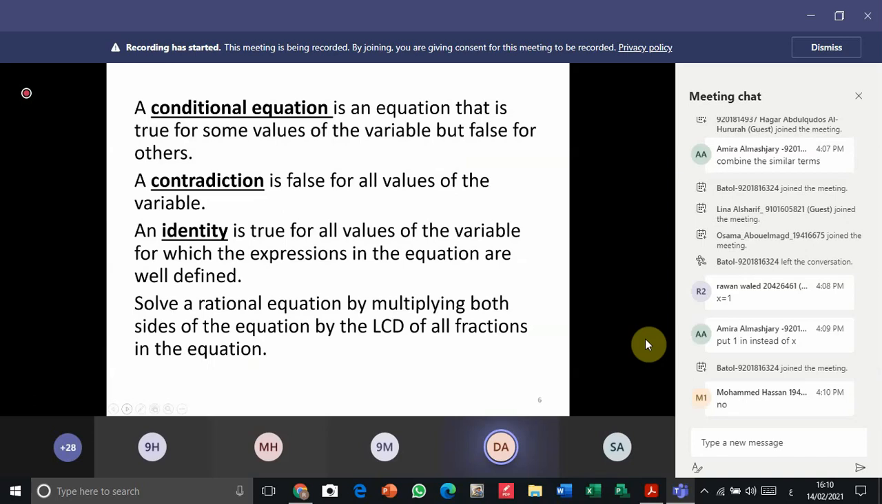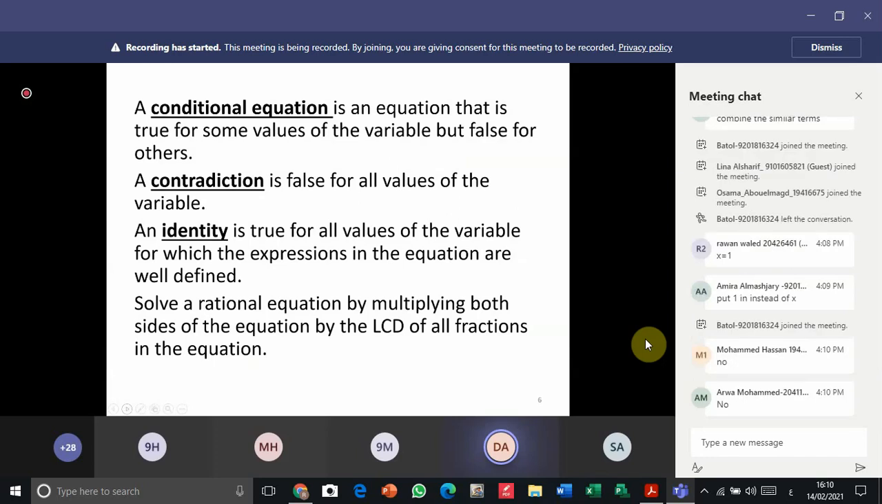We have 3 types of equation. In general, we have 3 types of equation. We have conditional equation, we have contradiction, and we have identity. What's the difference between these types? Conditional equation, we have 1 or 2 or 3 solutions. If we have a linear equation, we have only one solution. A quadratic equation, sometimes we have two solutions, one solution, or no real solution.